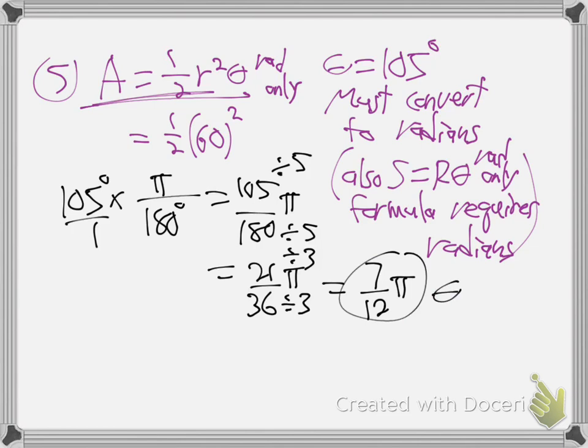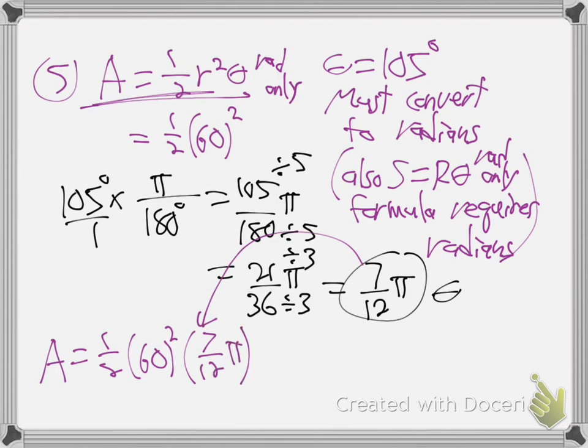So now let's put that in. Let's go back to the A formula. This was taking a lot of work. A equals a half r squared, 60 squared times theta, which is now 7/12 pi. We converted that angle of 105 degrees to 7 pi over 12. And now, just hit the buttons on your calculator. I would just make that 0.5 on my calculator. 0.5 times 60 squared times 7 divided by 12. You guys all know what I'm talking about?